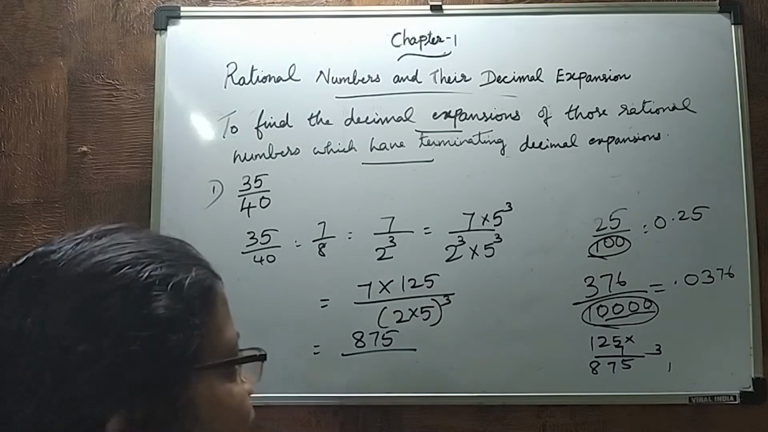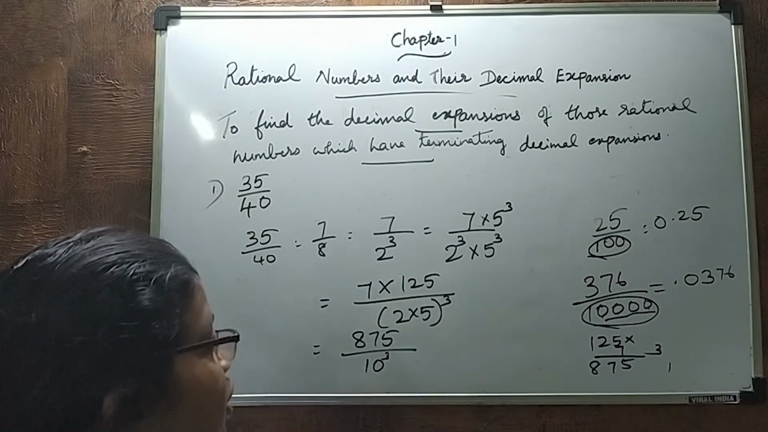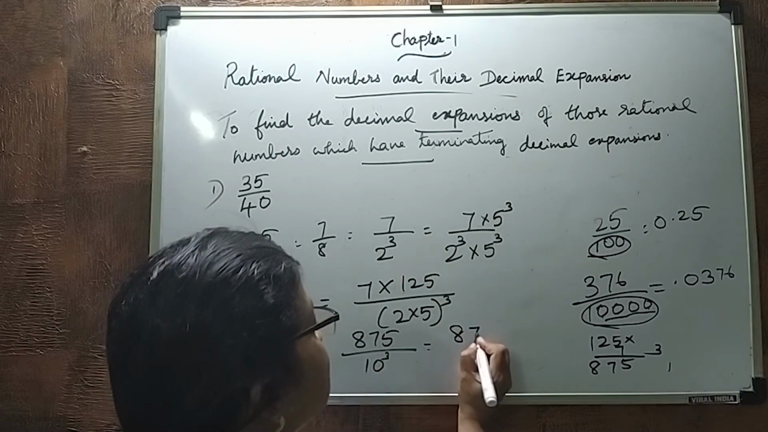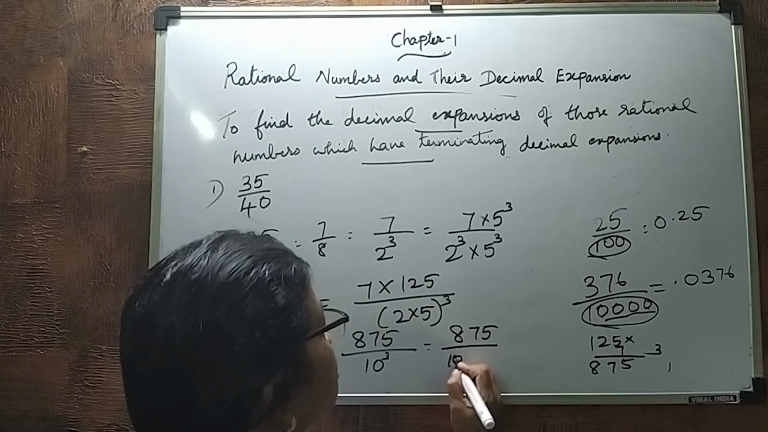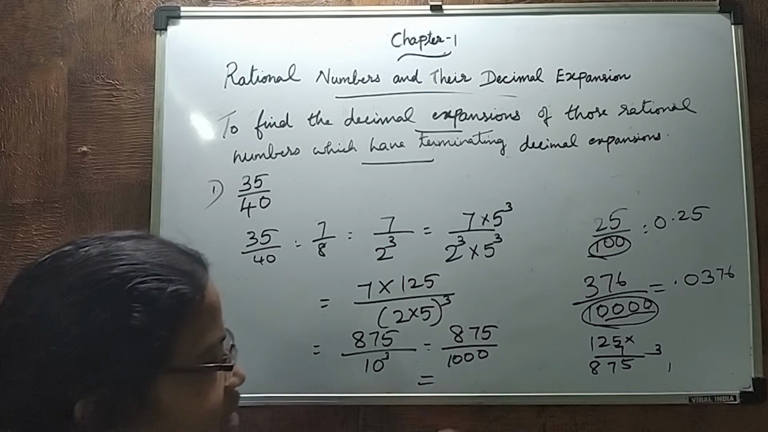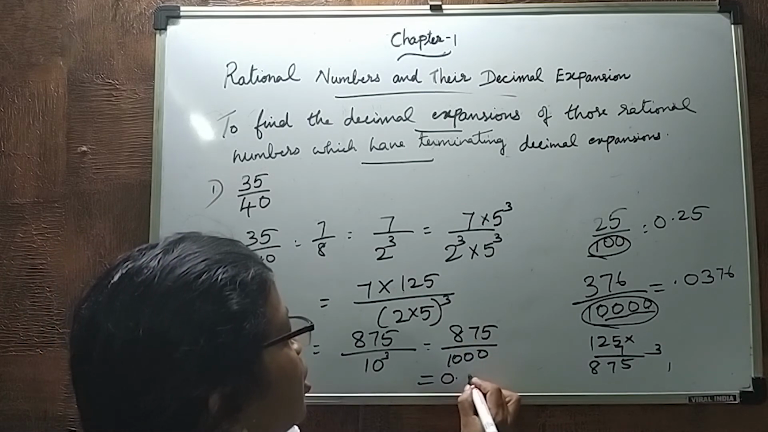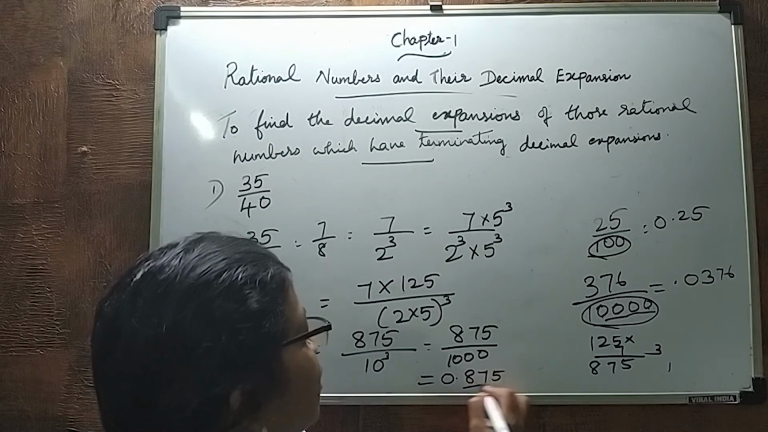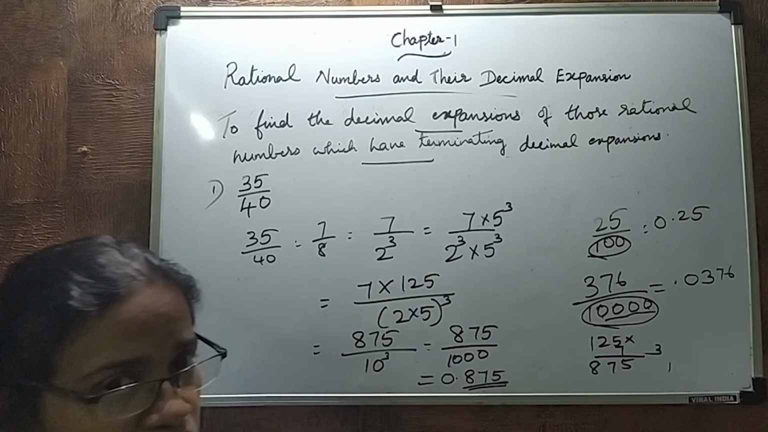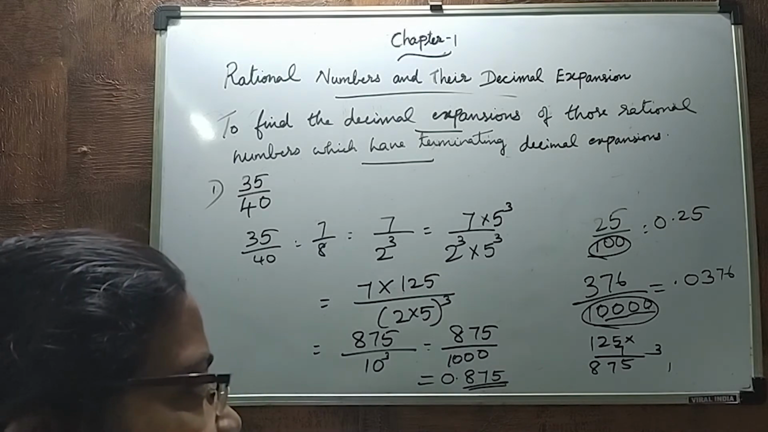2 into 5 is 10, so 10 raised to 3. What is 10 raised to 3? It is 10 into 10 into 10, which is 1000. So 875 by 1000. Now can you write it as a decimal? Yes. 875 divided by 1000: 3 zeros are there, so there should be 3 digits after the decimal point. So it will be 0.875.